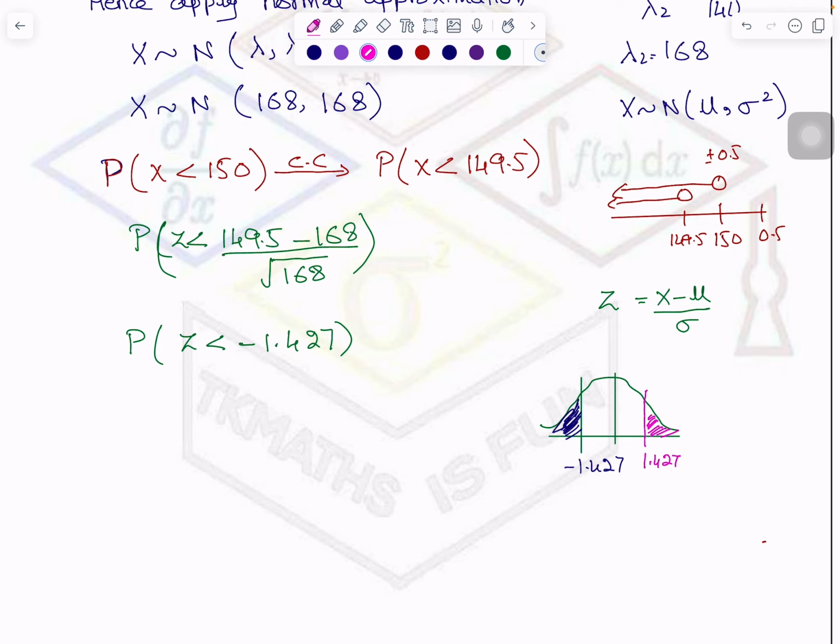So I can write here 1 minus phi of 1.427, because the table will give me the left hand side value, which is this side, and then I can calculate the right hand side value. So you can use the value from the table, and finally you will get 0.0768. So I hope you write this value, seeing the table, and write down the final answer.